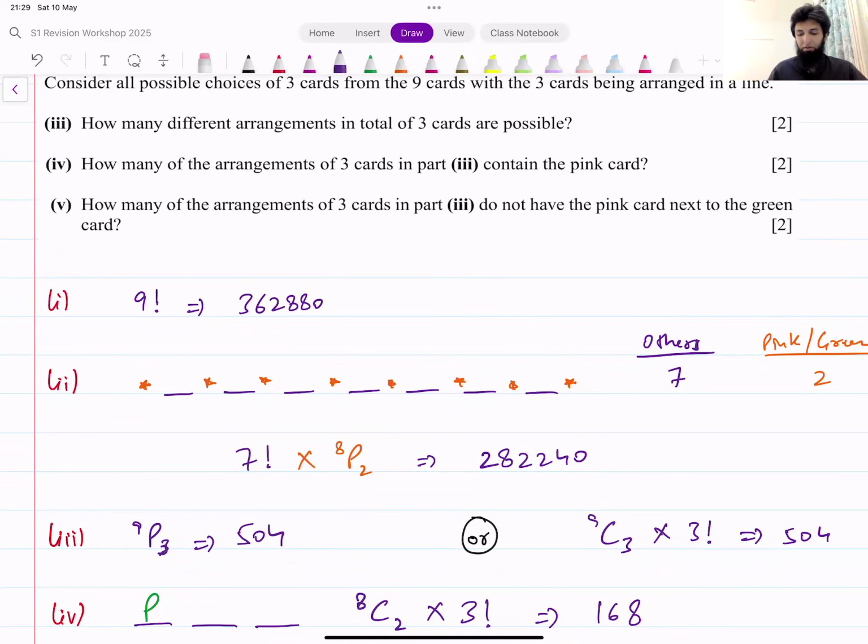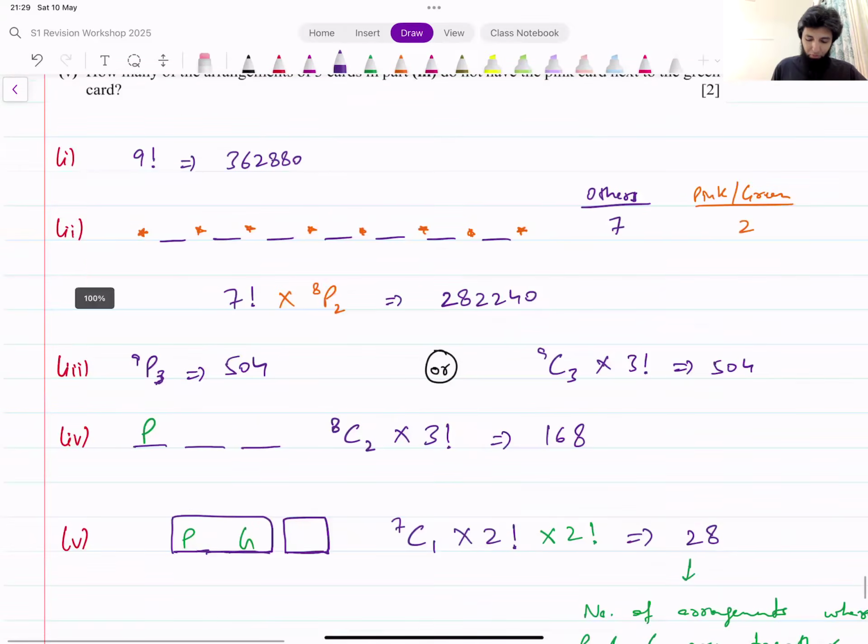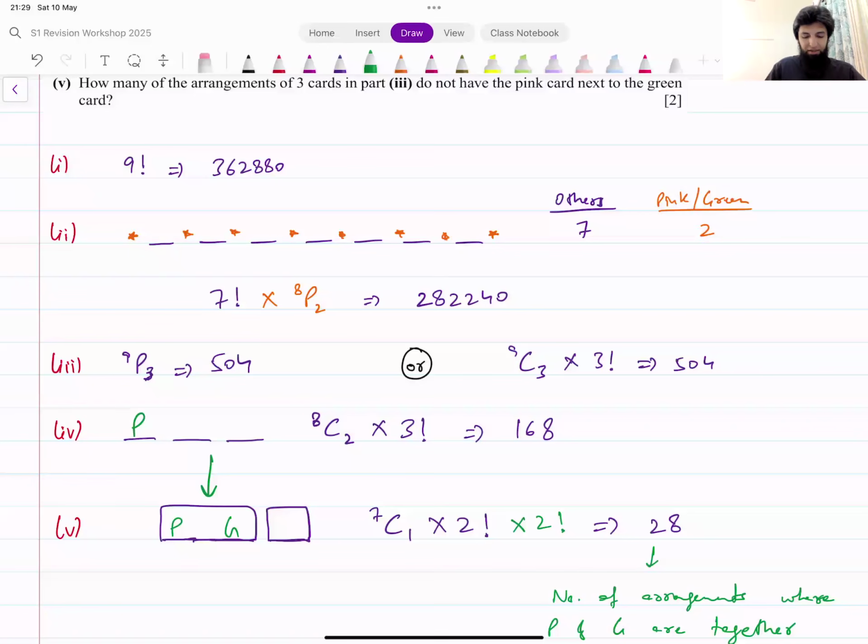How can we do that? We could say, first of all, both the pink and green cards have to be selected. Okay, so from amongst the 3 cards that we've got, one has to be a P, the other has to be a G. We only have 1 choice left. So from the remaining 7 cards, we have to select 1. So that's 7C1.